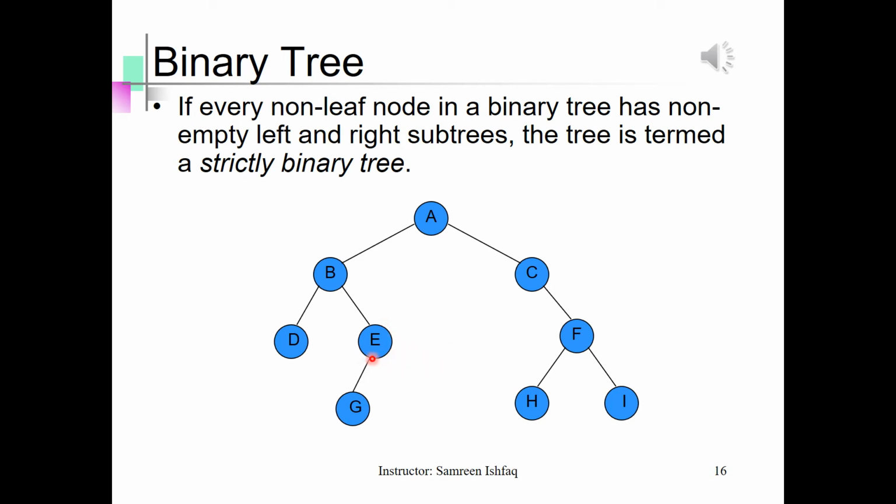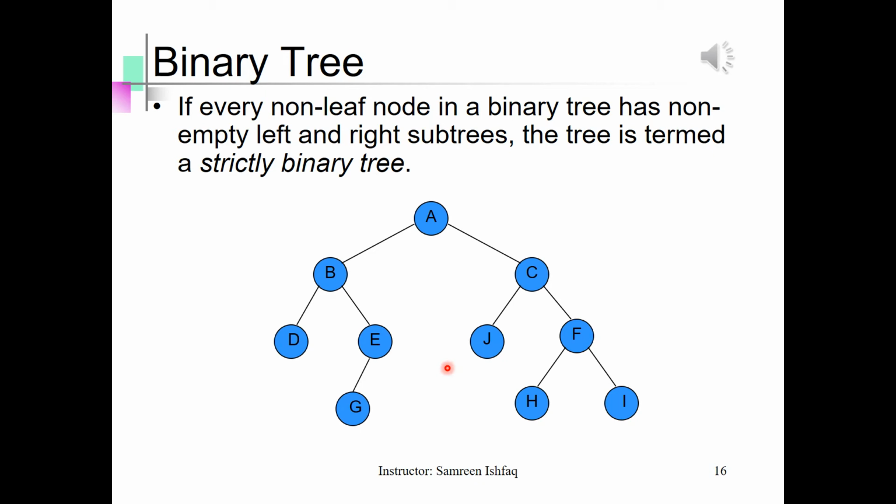So according to the definition of a strictly binary tree, these non-leaf nodes must have left and right subtree. The node A has left child B and right child C. The node B has its left and right children that are D and E. But the node C has right child F but no left child. So we're going to add a left child of node C, that is node J. Here C has its left and right child.